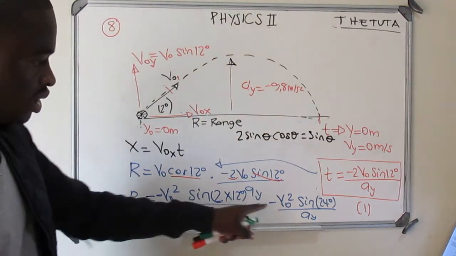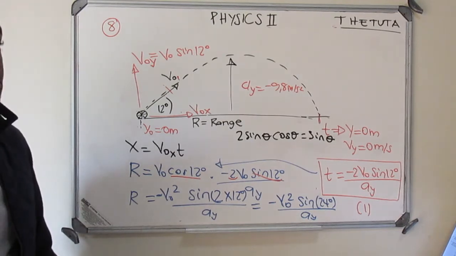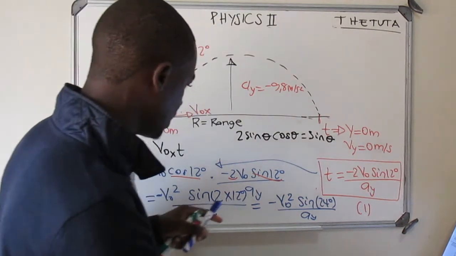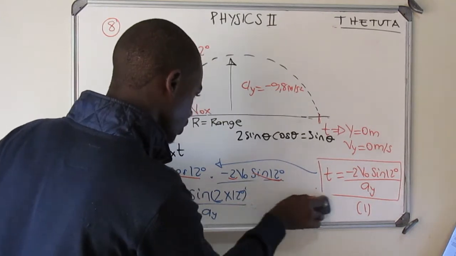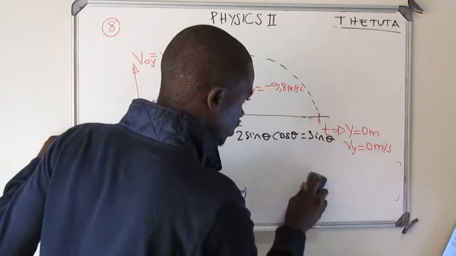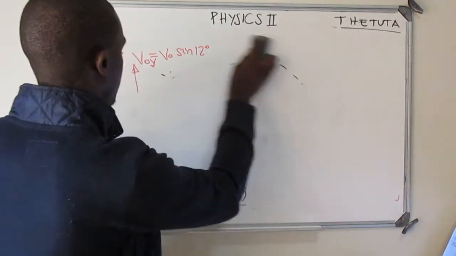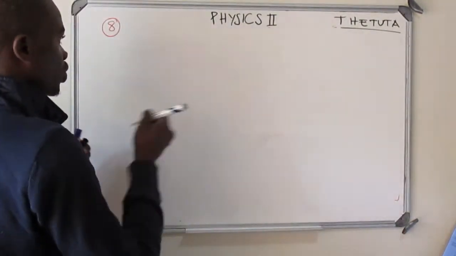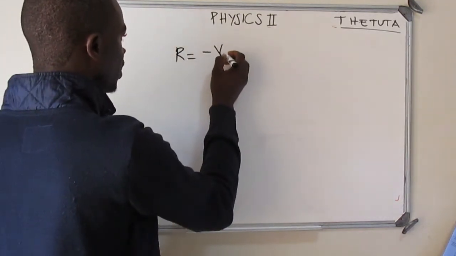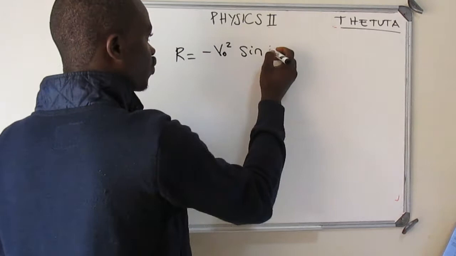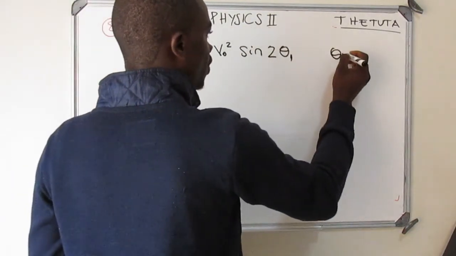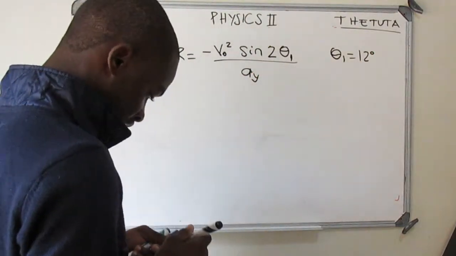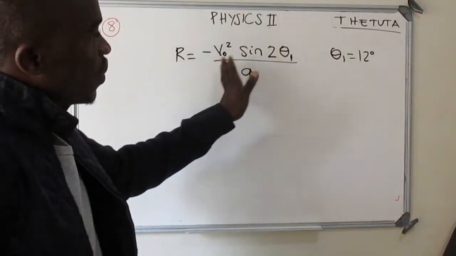So this is going to be the equation of the first range. Can you see that? But I would prefer us to keep this one. We just want to keep the equation that we got for the first range: minus v0 squared sine of 2 times the first angle, the first angle being equal to 12 degrees, over the acceleration in y. So now this is the equation we are going to use to solve for the first range.